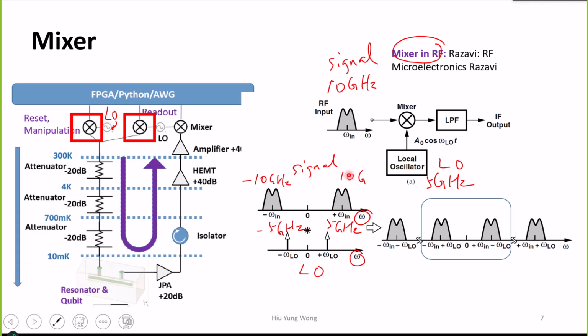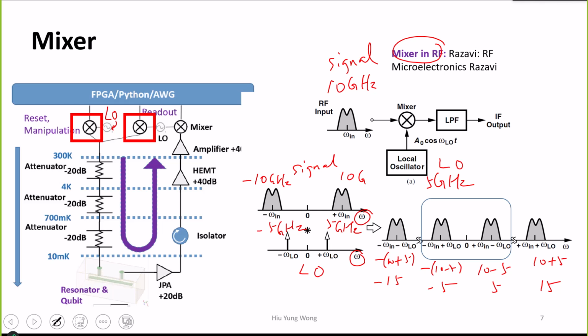Okay? So mixer, what does it do? It does multiplication. And multiplication, when you go to Fourier transform or Laplace transformation, is the convolution. In other words, you are going to get 4 different frequencies. This is 10 minus 5. This is negative 10 minus 5. This is 10 plus 5. This is negative 10 plus 5. So you get negative 15 gigahertz, negative 5 gigahertz, 5 gigahertz, 15 gigahertz.